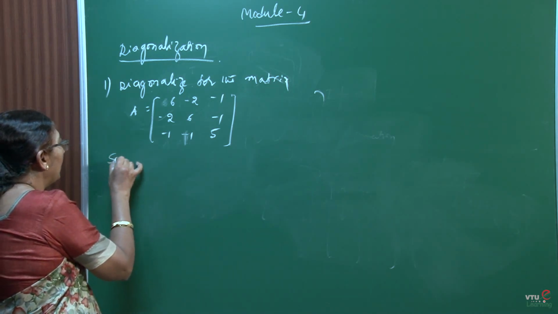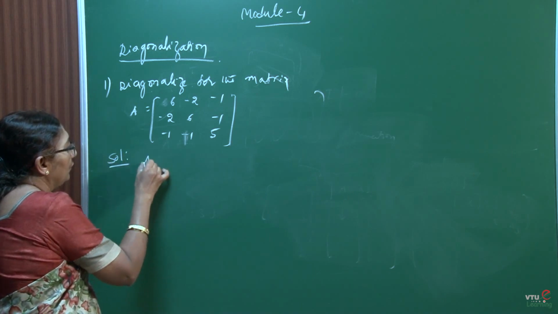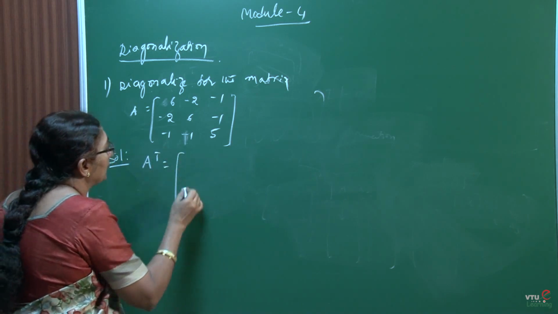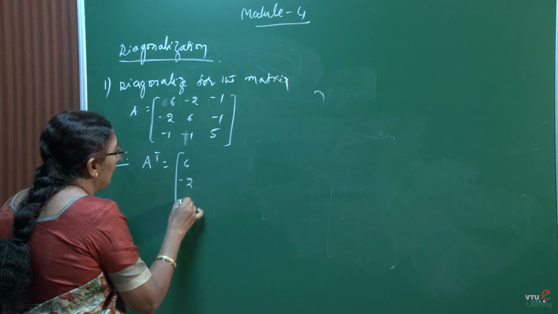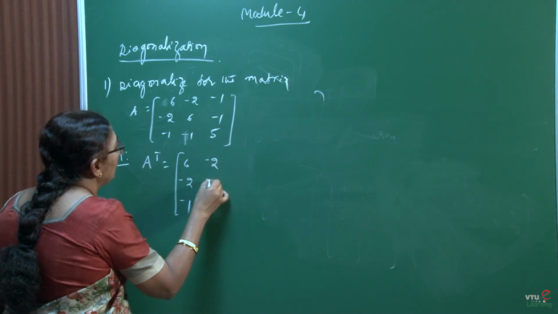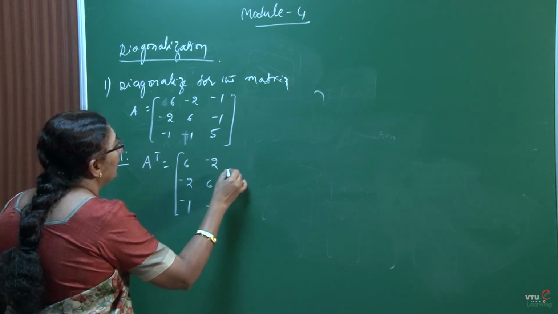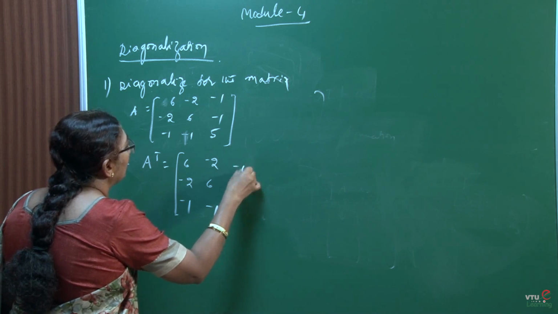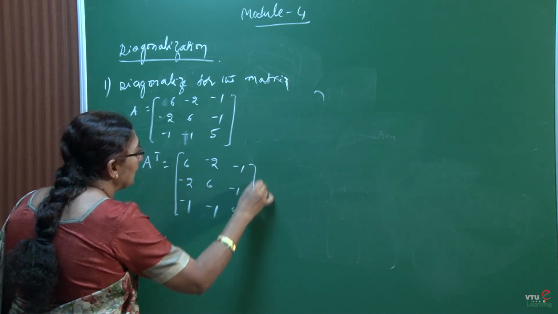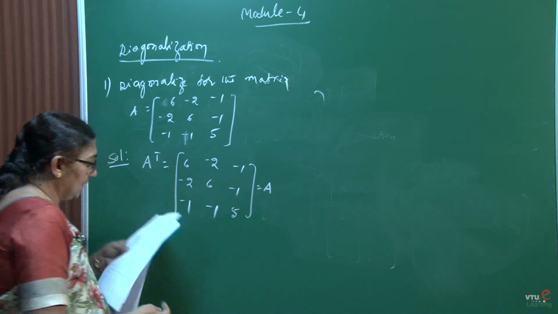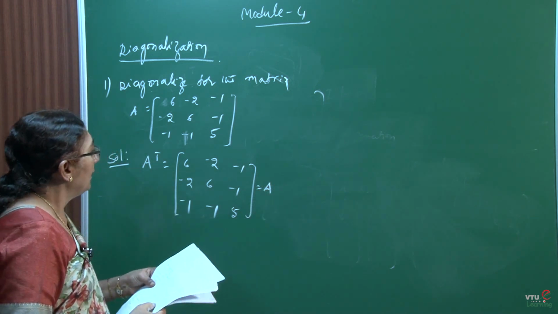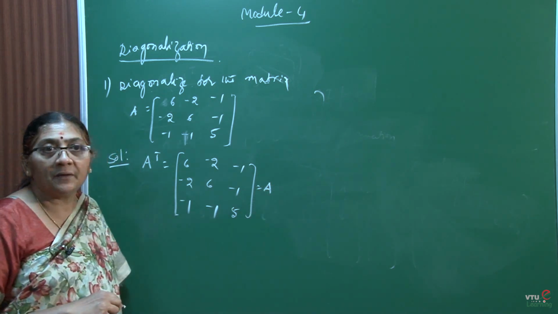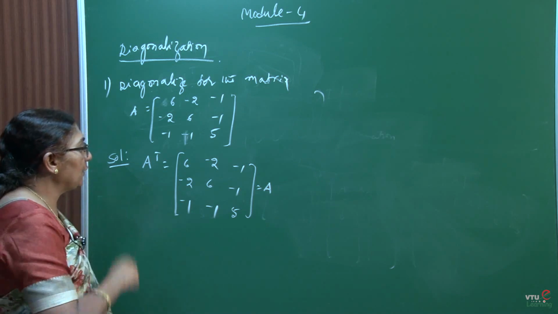First, I have to verify whether A transpose equals A. Taking the transpose, A transpose is 6, minus 2, minus 1, minus 2, 6, minus 1, minus 1, minus 1, 5. Therefore, this must be equal to A. The given matrix is a symmetric matrix. How to diagonalize?